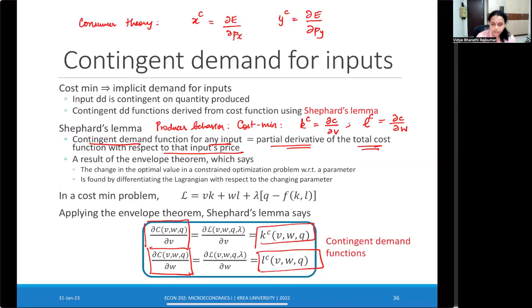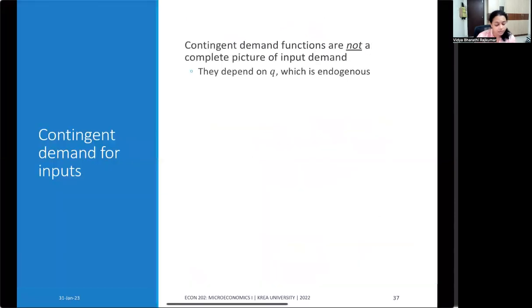So the first one, but before we go there, it's always important to remember that these contingent demand functions are not a complete picture of input demand because here we are keeping the level of output fixed. In reality, output levels will also vary. So the producer will actually be trying to figure out how much output to produce to maximize profits and how much of the inputs to use to produce that level of output. Now we just simplified our problem by fixing this level of output. This is not the complete picture.